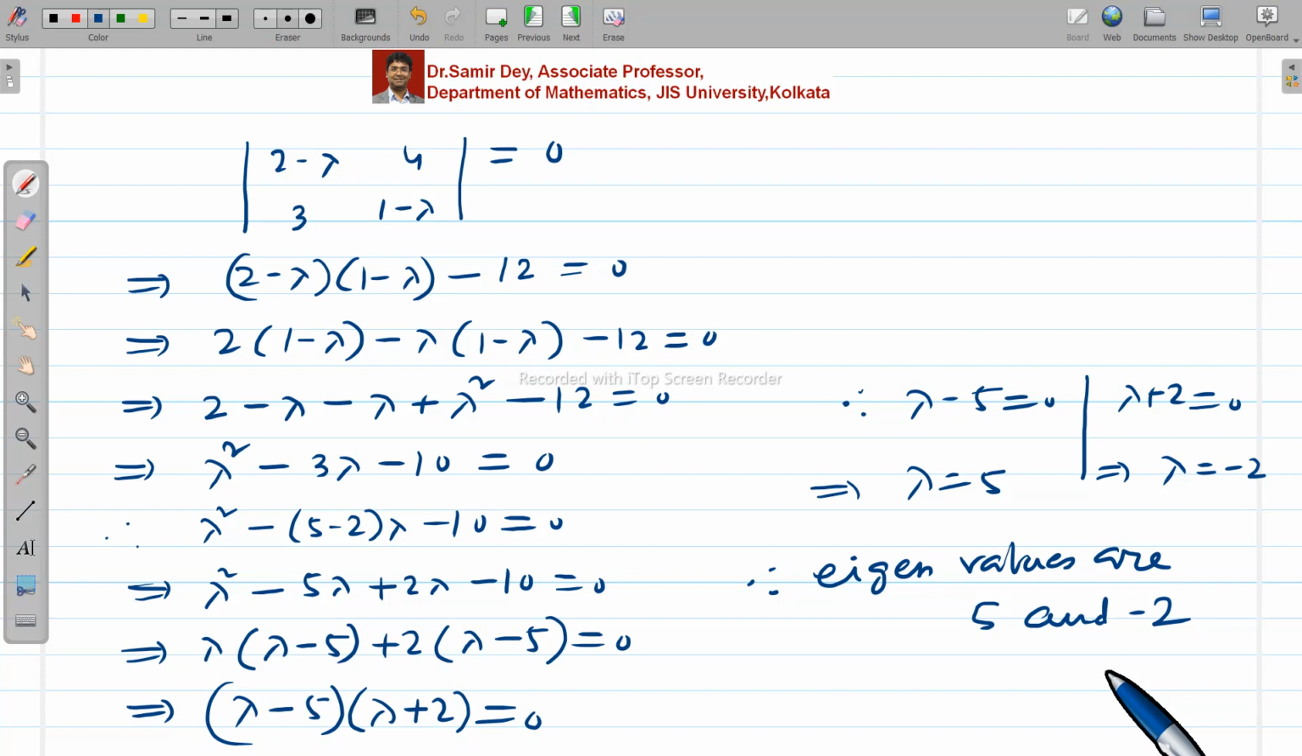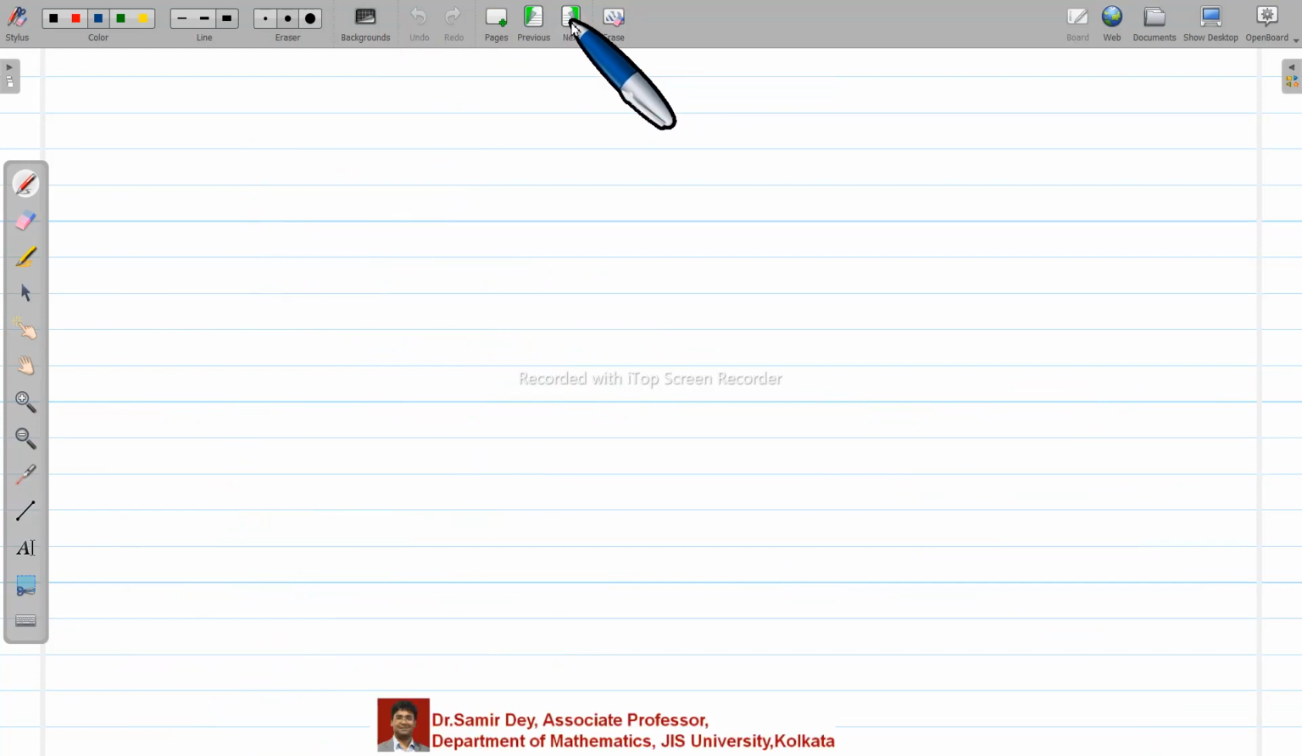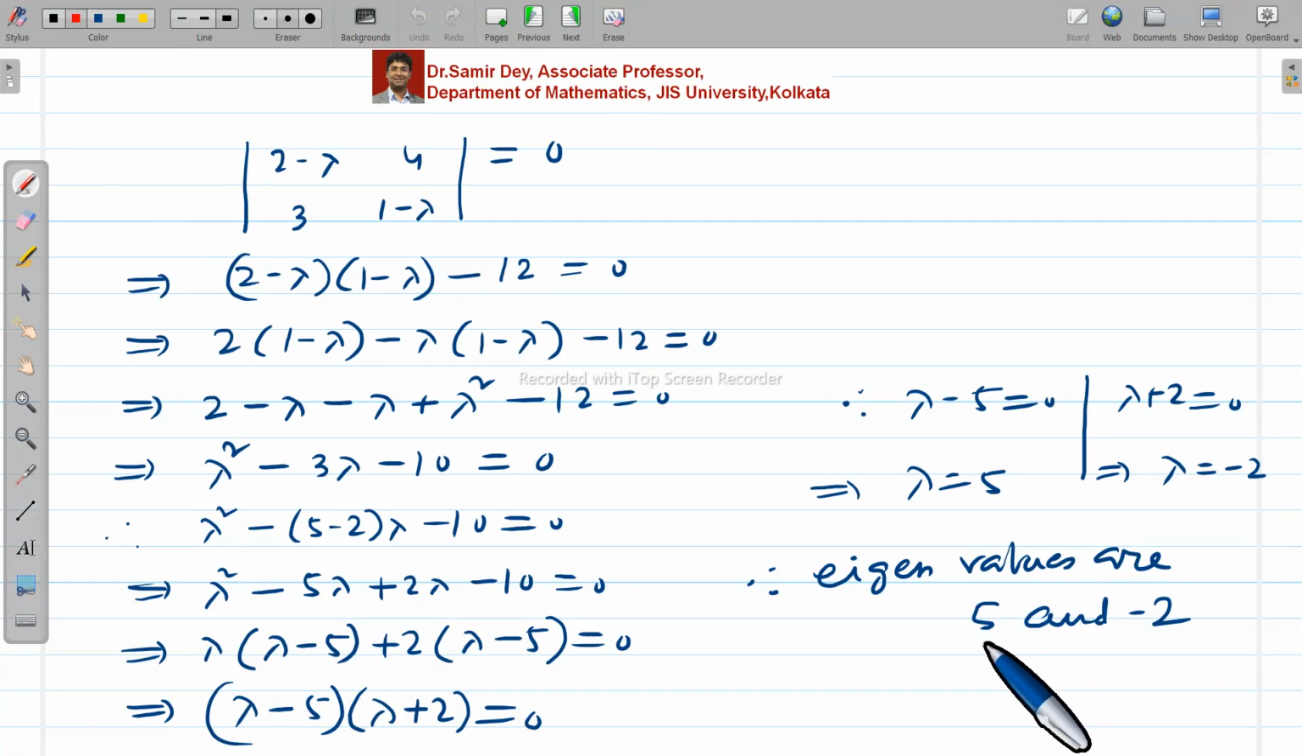Okay. Shall I move to the next slide? Now, first you write down for lambda is equal to 5. So this calculation is based on this. Here I have considered 5 at first. You may consider minus 2 at first. There is no issue. Same process.